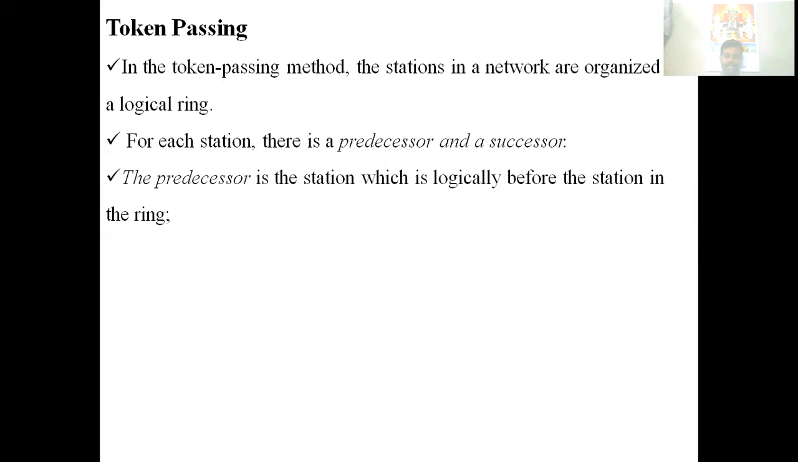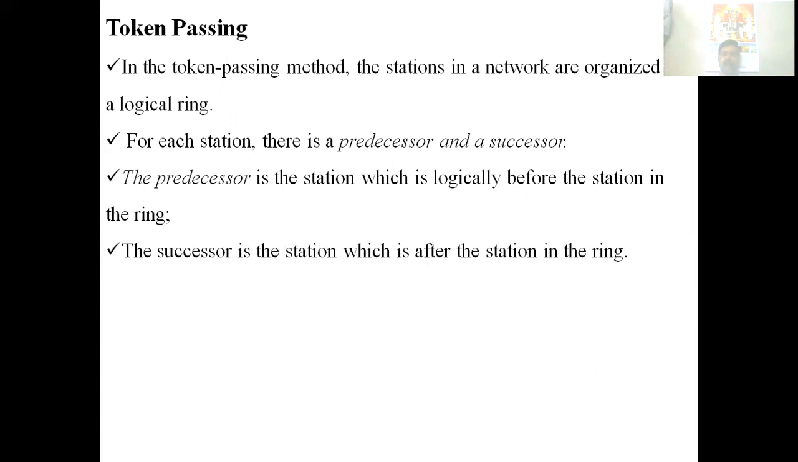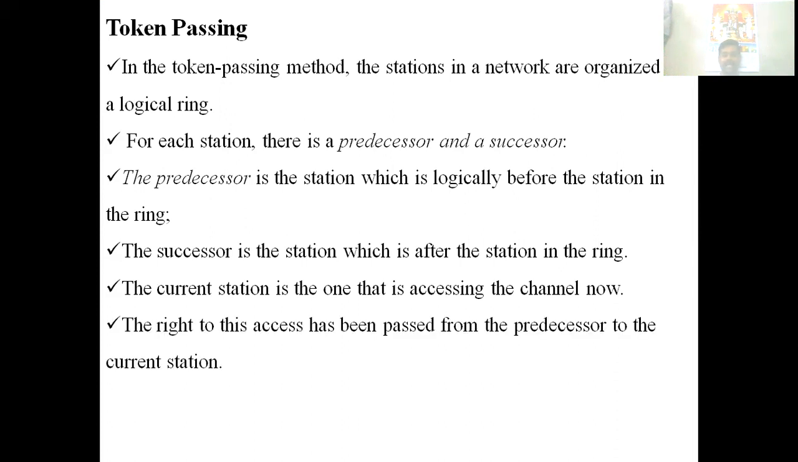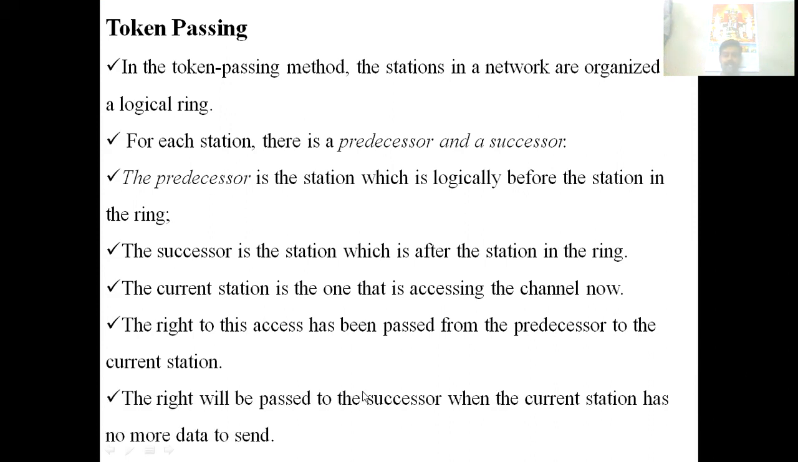The predecessor is the station which is logically before the station in the ring, and the successor is the station which is after the station in the ring. The current station is the one that is accessing the channel now. The right to this access has been passed from the predecessor to the current station, and from the current station to the successor station. A special packet called a token circulates through the ring.